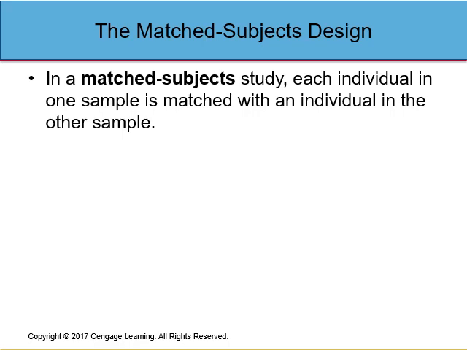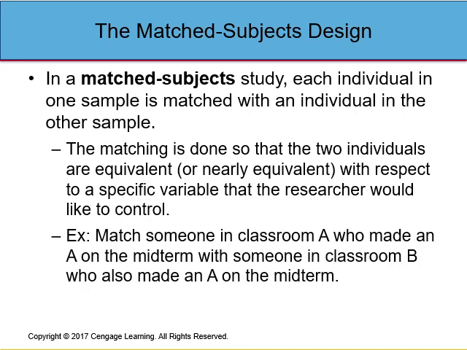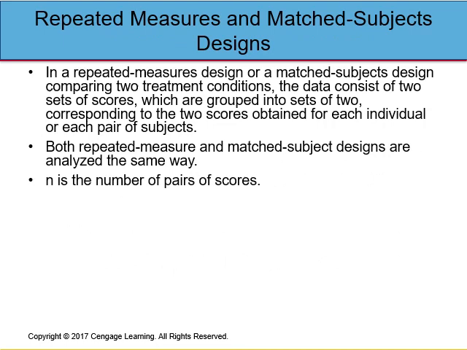In a matched subject study, each individual in one sample is matched with an individual in the other sample. The matching is done so that the two individuals are equivalent or nearly equivalent with respect to a specific variable that the researcher would like to control. An example, you would match someone in classroom A who made an A on the midterm with someone in classroom B who also made an A on the midterm. So repeated measures and matched subjects designs use the same set of equations.